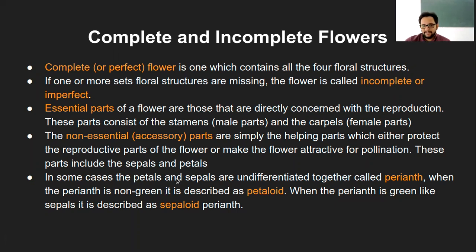Now, this is another type of classification of the flower, based on what happens to the petals and sepals. If they are undifferentiated, that means they are not separate structures like petal and sepal, they are one structure, and that is called perianth.